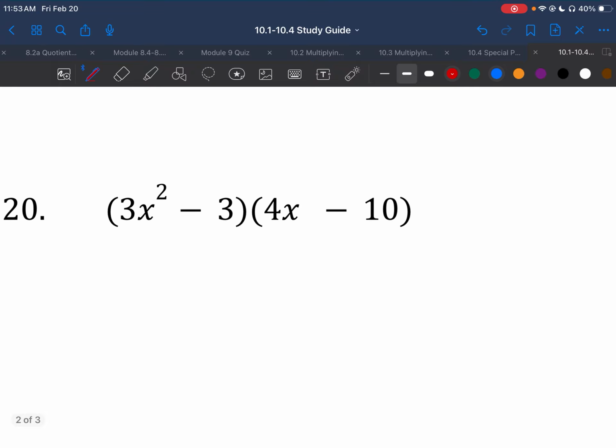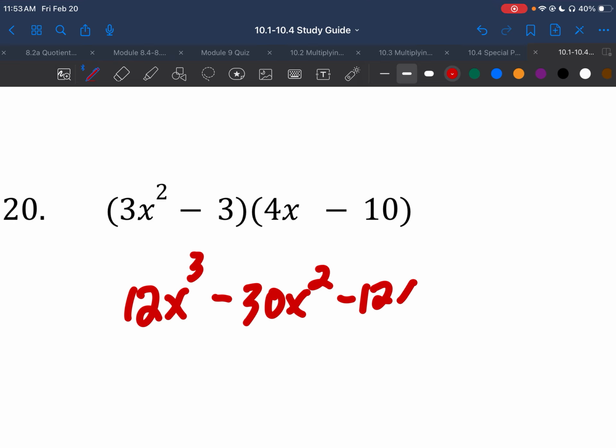Question number 20. 3x squared minus 3 times 4x minus 10. So we've got 12x to the third minus 30x squared minus 12x plus 30. Do we have any like terms? No, we don't. So we move on.